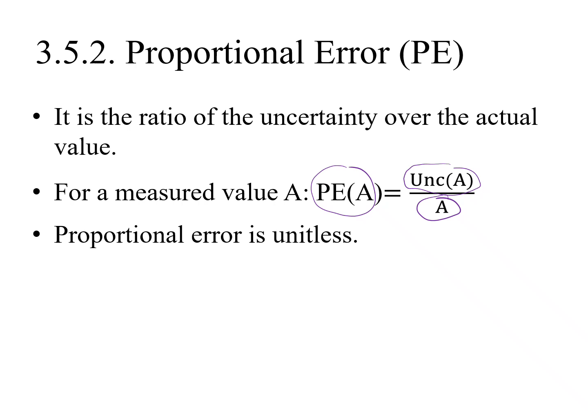This is useful because the same absolute uncertainty can be important in one situation but not very important in another. For example, an uncertainty of 1 centimeter is large if you are measuring a pencil, but very small if you are measuring a football field.